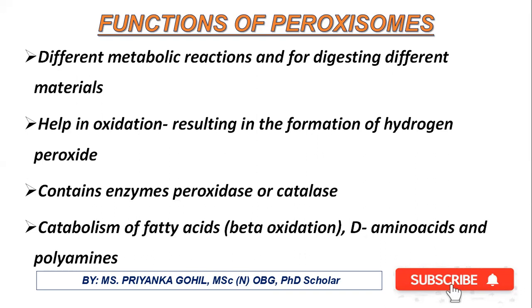alcohol and the formaldehyde. Now they are also involved in the catabolism of fatty acids as in beta oxidation, then D-amino acids and the polyamines. Now, what is this D-amino acid? All the amino acids except for the glycine are stereoisomers. This means that they are mirror images in their structure, and it is just like how we have the left hand and the right hand. So, these are labeled L for the left-handed and D for the right-handed to distinguish the mirror images.